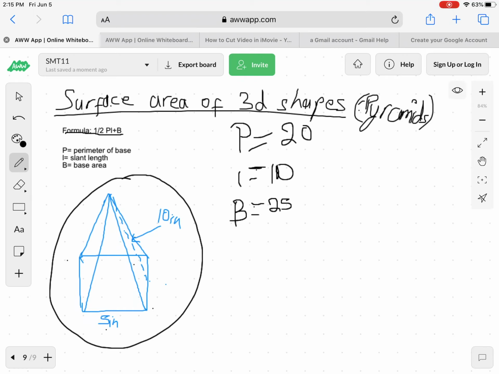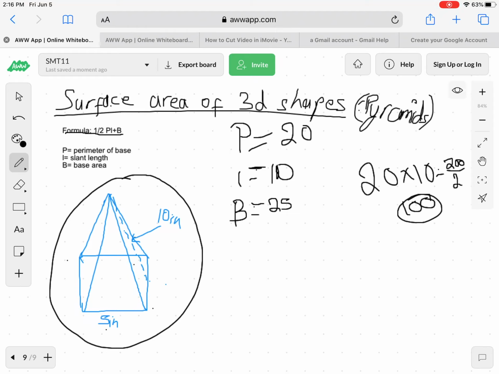So now let's plug it into the equation. First, we have to figure out 1/2 PL. So that means we have to do P times L, which would be 20 times 10, which is 200. And 200 times 1/2, or 200 divided by 2, is 100. So we have the first part of the equation.